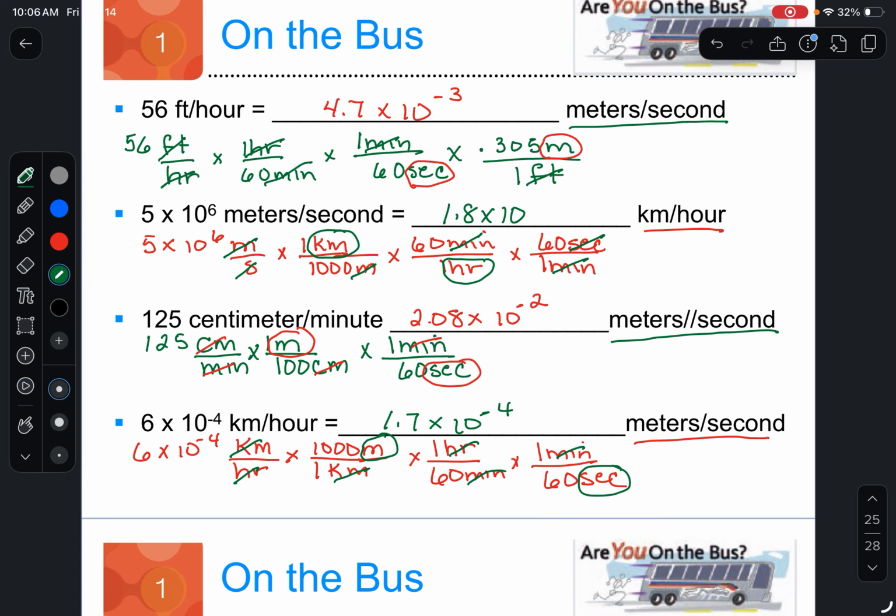meters per second. So in terms of significant figures, you're never going to use your conversion factors to figure out significant figures. You're going to use what you're given to convert to determine the significant figures. Okay, so for example, 56 had 2 significant figures. We want our answer to have 2 significant figures.